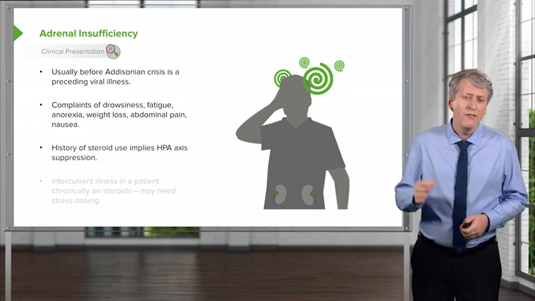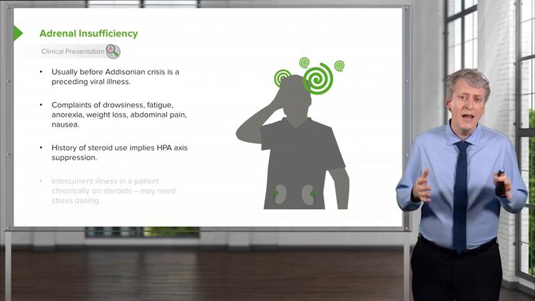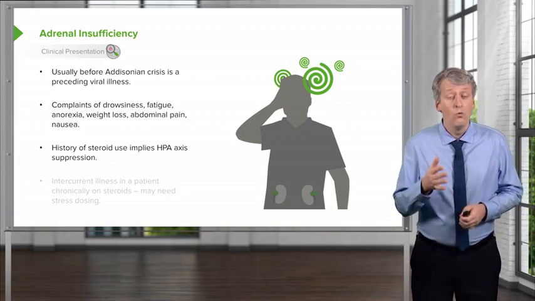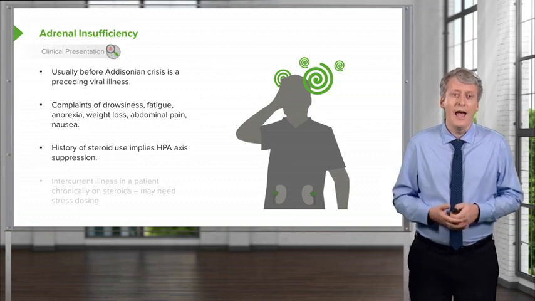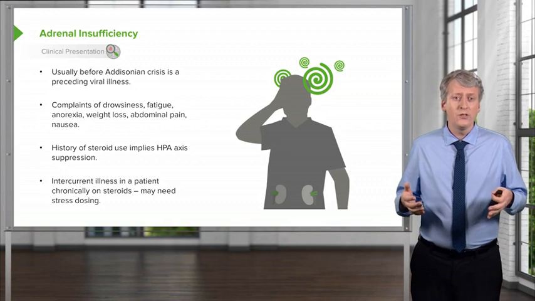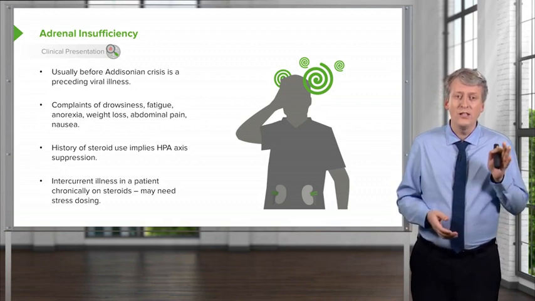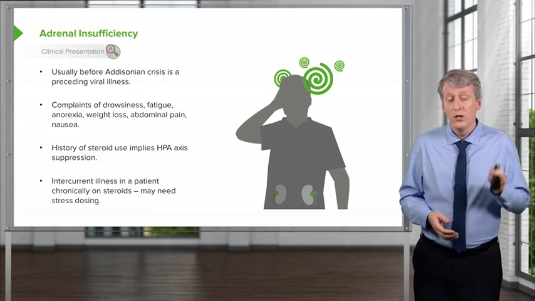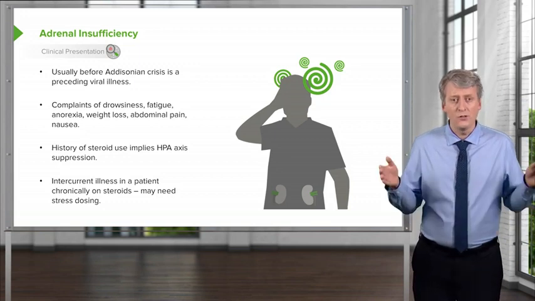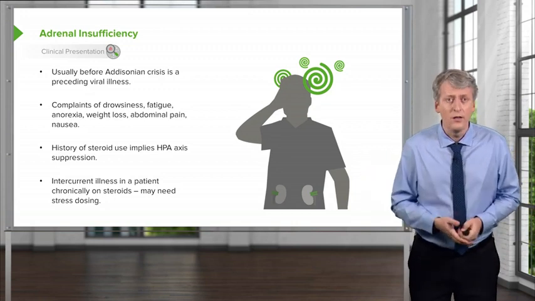What's clear is that if there is a history of steroid use, this implies this may be HPA axis suppression rather than actually Addison's disease. An intercurrent illness in a patient already on steroids, that patient may just need stress dosing. Remember, stress dosing is important. Patients chronically on steroids, when sick, are effectively adrenal insufficient.